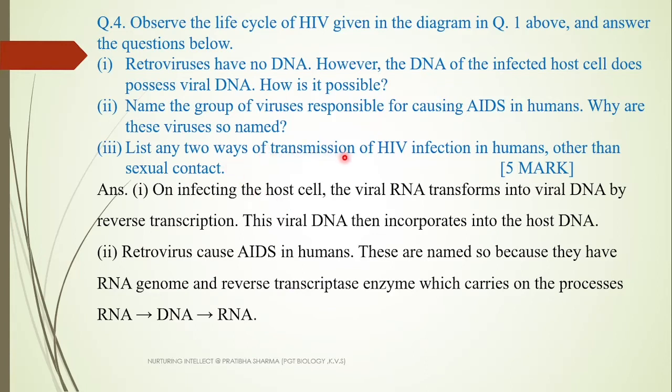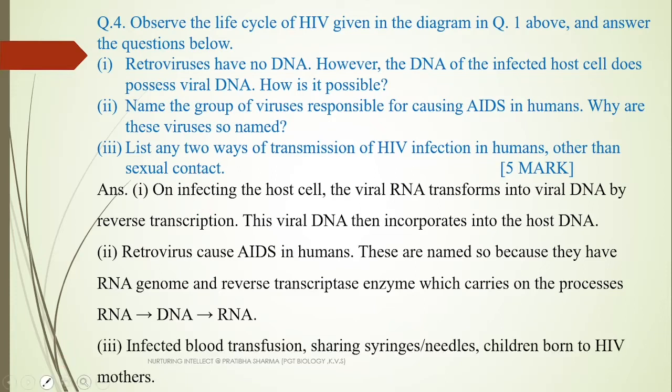List any two ways of transmission of HIV infection in humans other than sexual contact. So, in the previous question, we have seen what other than sexual contact. Not using disposable syringes or sharing of infected syringes by intravenous drug addicts, and mother to fetus. So these two you can write. Infected blood transfusion, sharing syringes, needles, children born to HIV mothers.